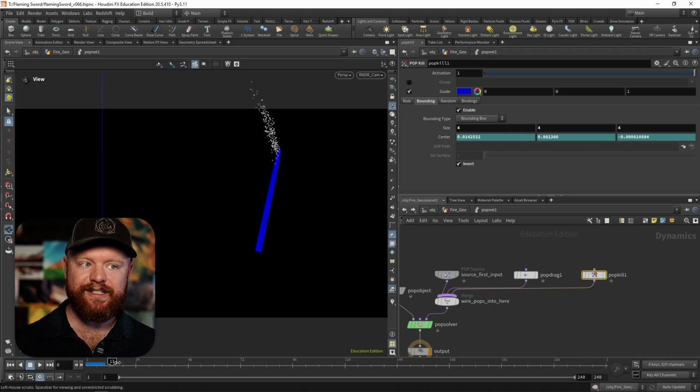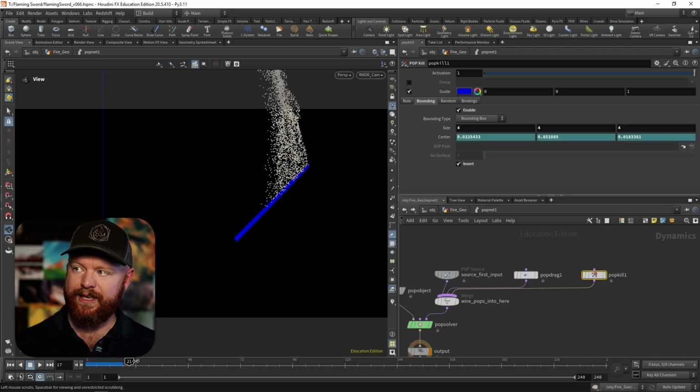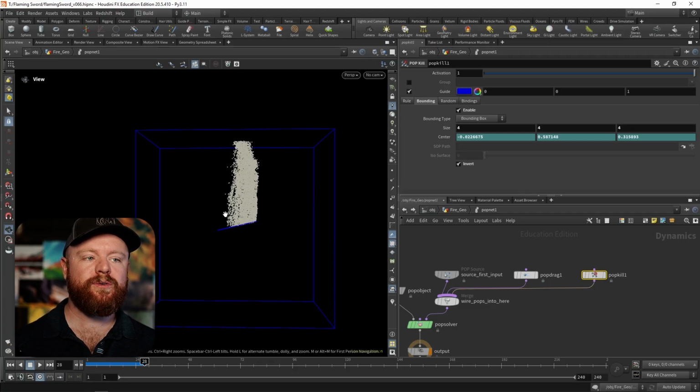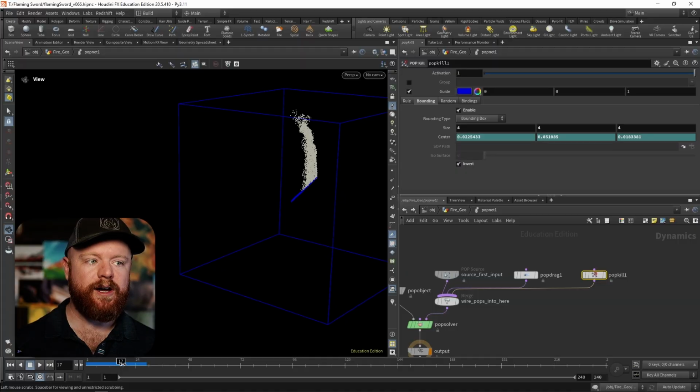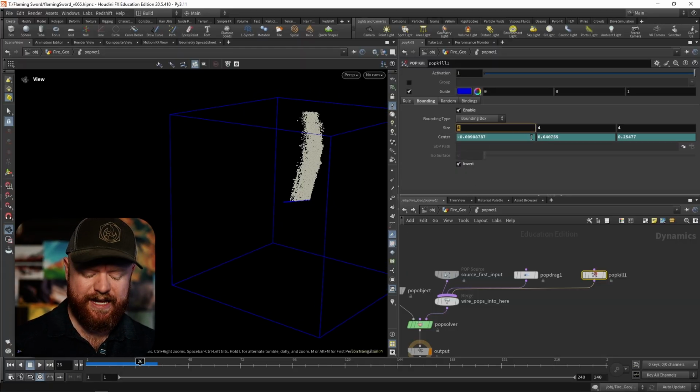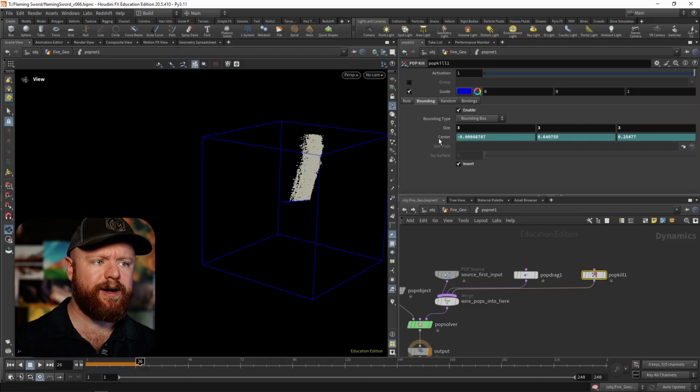Because we're rasterizing this as volumes, it's really important that we not overdo the amount of particles necessary, because otherwise it'll slow down our Pyro sim quite a bit. And actually, we can take this down as well. We'll try maybe a 3-meter box. There we go.